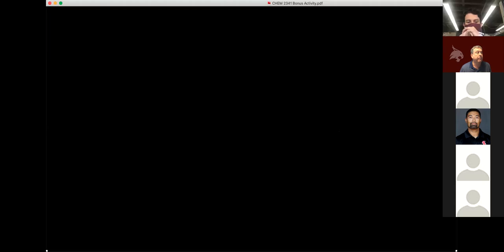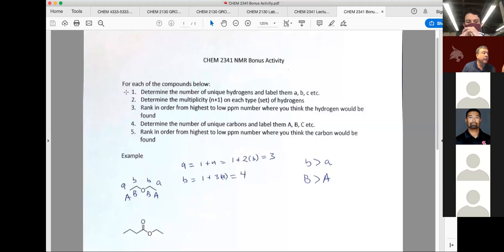All right, so the instructions are to determine the number of unique hydrogens and label them A, B, and C. In this first example, notice I've labeled the unique hydrogens on the top and the unique carbons on the bottom. Because this is a symmetrical molecule, these two types of hydrogens are the same, and these two types of hydrogens are the same.